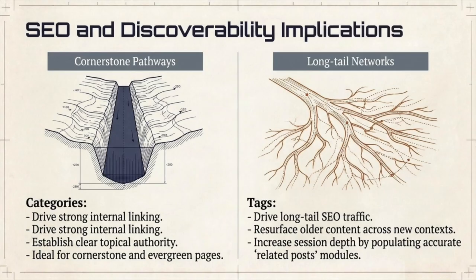This structural distinction directly impacts discoverability. Categories point readers and search engines to your main, most important topics through big, clear paths. Tags help people find your content through very specific search terms, breathing new life into older posts by connecting them to fresh ideas. Together, they keep visitors on your site longer by showing them related posts they actually care about.